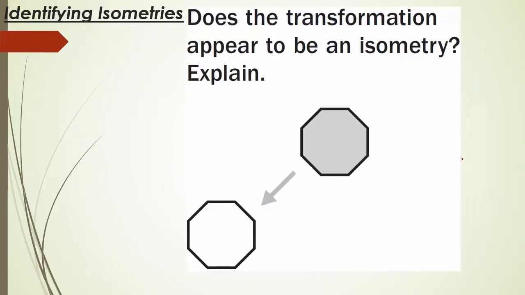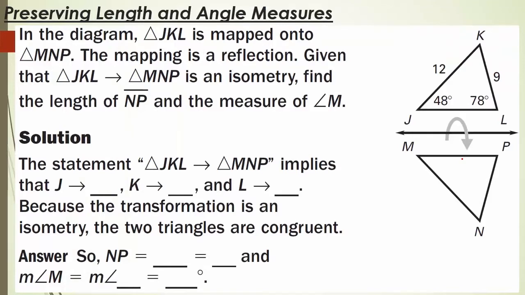All right, checkpoint number 3. Does the transformation appear to be an isometry? Explain. Example 3, preserving length and angle measures. In the diagram, triangle JKL is mapped onto triangle MNP. The mapping is a reflection. Given that triangle JKL is mapped onto triangle MNP is an isometry, find the length of line segment NP and the measure of angle M.